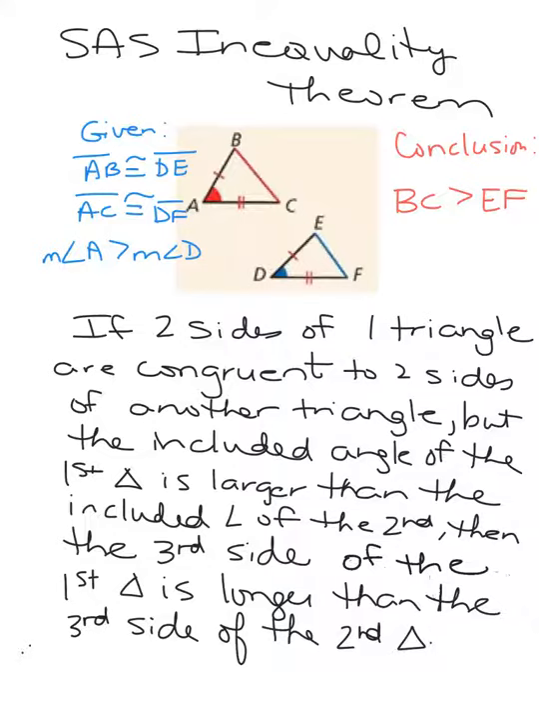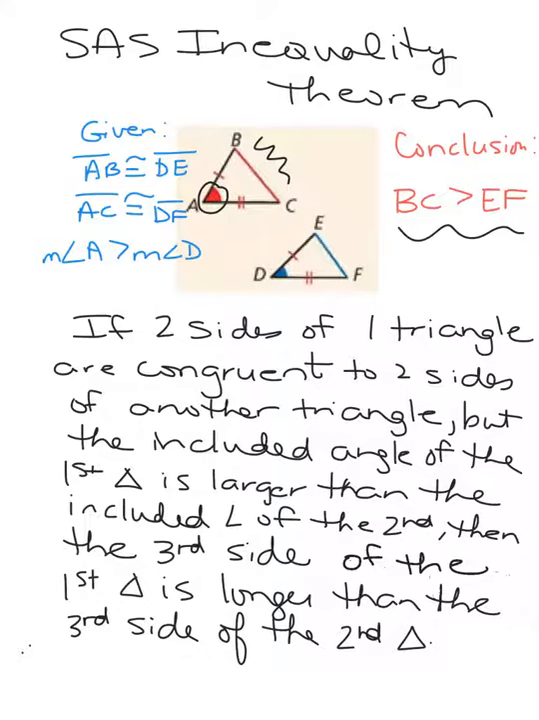So with SAS Inequality Theorem, again, we're not looking at congruency. The sides are congruent, so AB is congruent to segment DE, and segment AC is congruent to segment DF. Now, instead of the angle being congruent, we do have an inequality. So if I say that the measure of angle A is bigger than the measure of angle D, then what I'm saying is this piece, segment BC, is greater than EF. So that's what the SAS inequality theorem is.